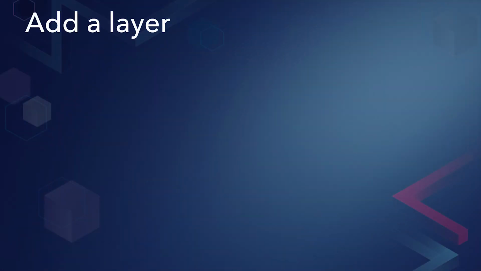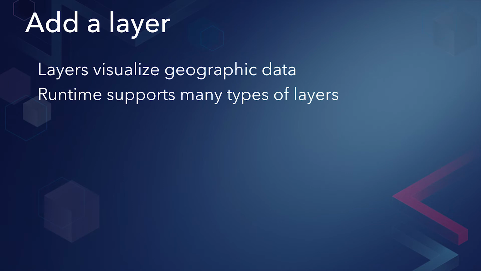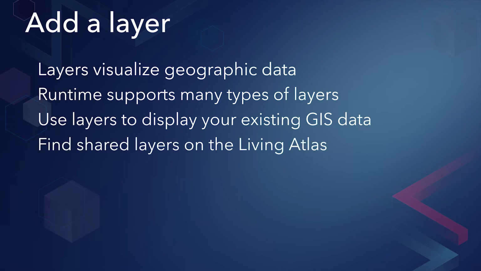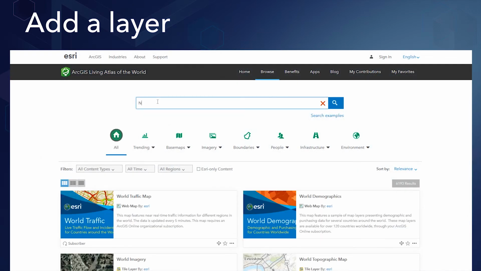The final step in creating your first ArcGIS map app is to add layers to visualize geographic data. ArcGIS Runtime supports many types of layers that display information from a variety of sources. You can create layers from your existing data, or find layers from the Living Atlas. The Living Atlas is a catalog of geographic content that you can use in your apps. I've heard that the National Weather Service maintains a model of US streams and rivers, so I'll search for it.